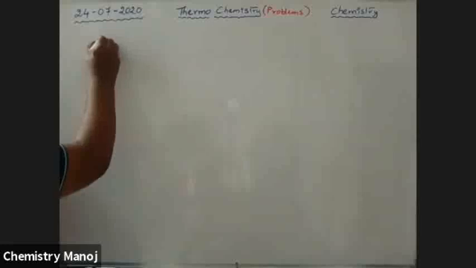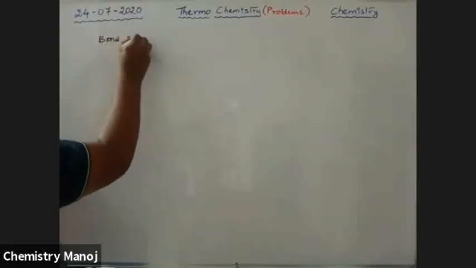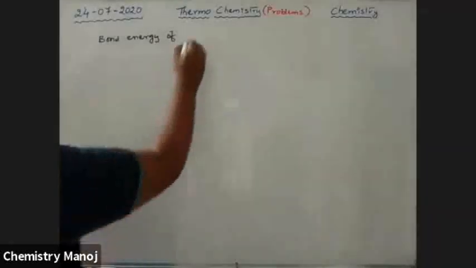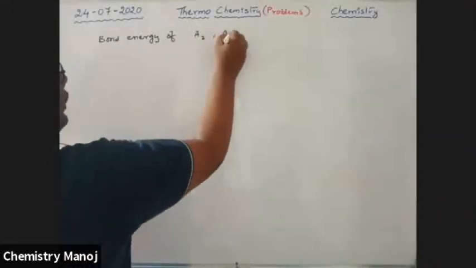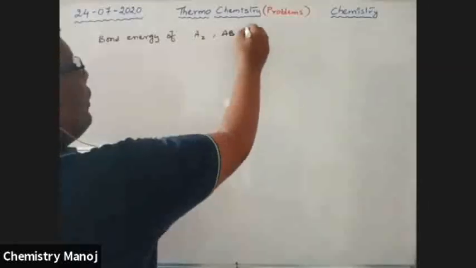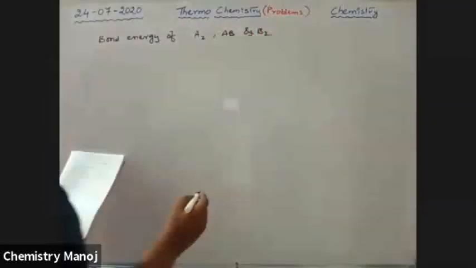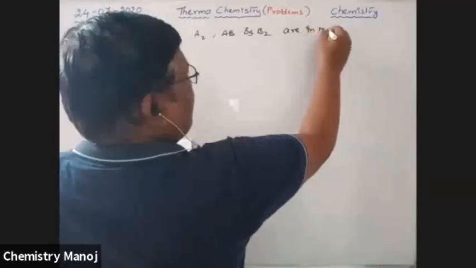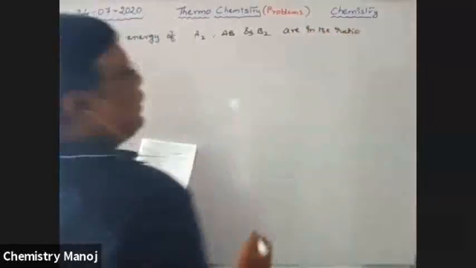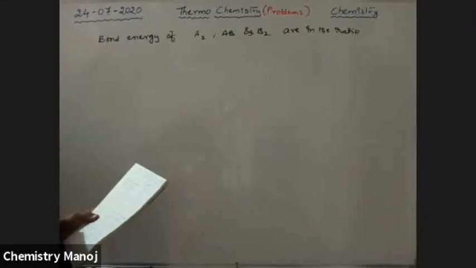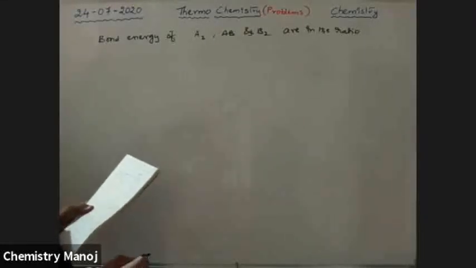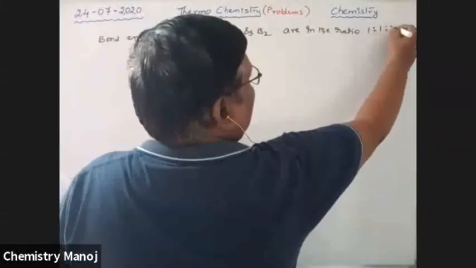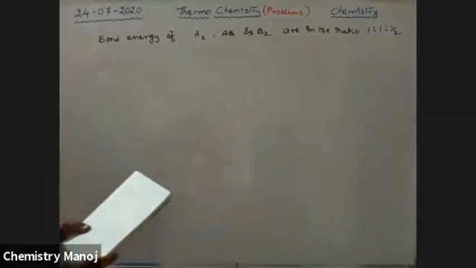Next one. Bond energies of A2, AB and B2 molecules are in the ratio 1:1:1/2.